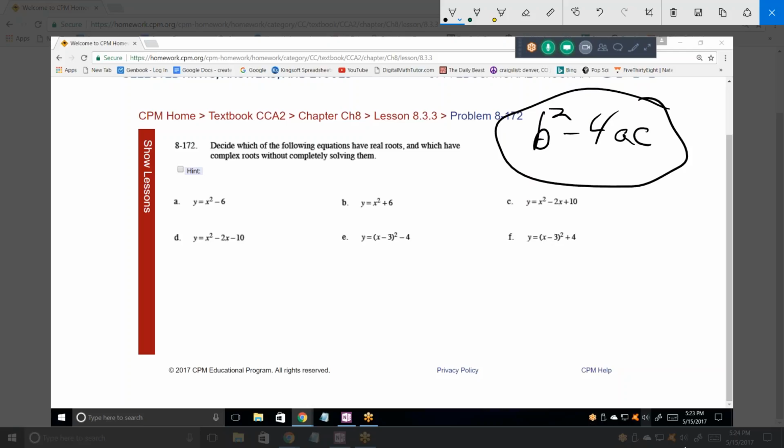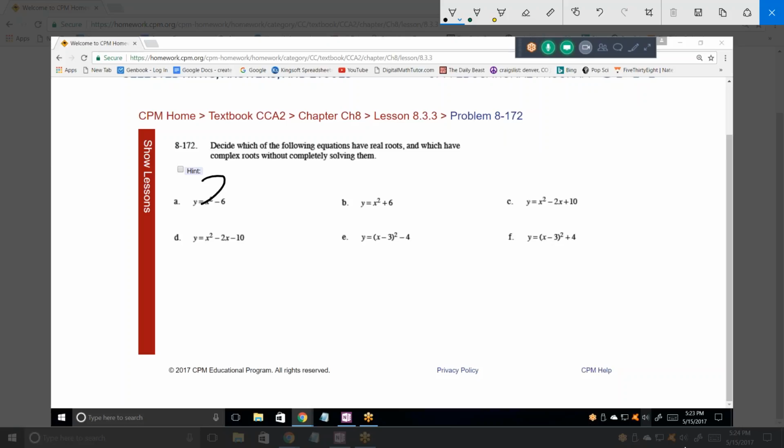First of all, what's b? 0. Okay. So what's minus 4ac? Is it positive or negative? Positive. So that's got 2 real. That's all we need to know. We didn't solve it. We just figured out the discriminant. How about this? Well, it's negative. So that's got 2 complex. 2 real, 2 complex. How about C?